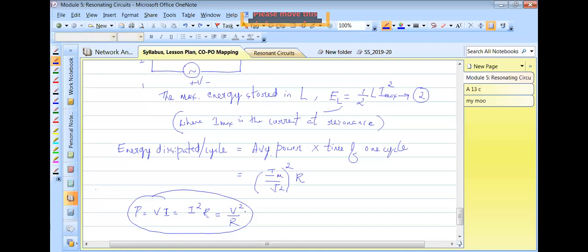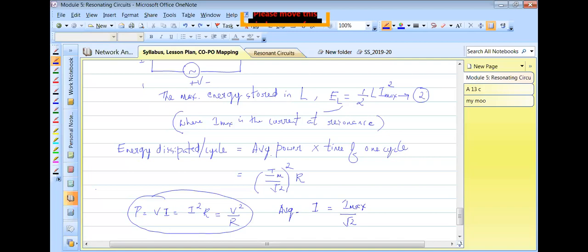What is average power then? Average power uses the average current. What is average current? Average I is Im by root 2, or you can say I max by root 2.